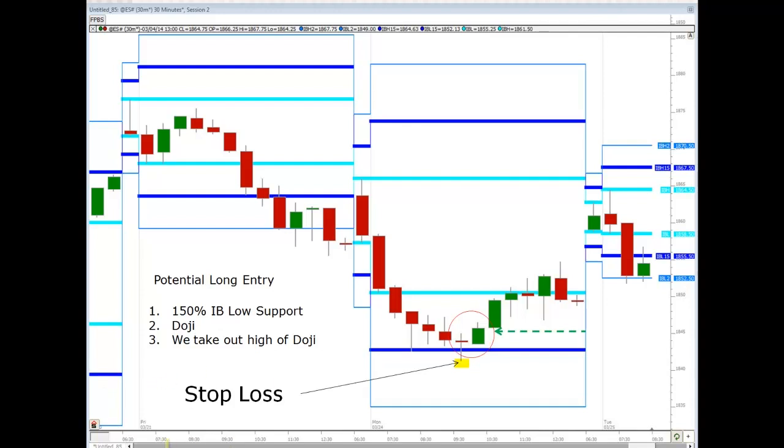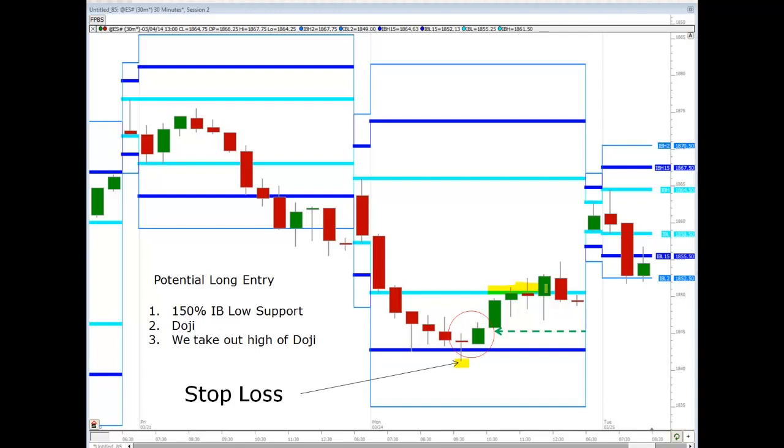Now, having established our risk management and our stop loss point, the next important question would be, where would our first target be? And naturally, for my first target, I'm going to use my IB level again, and it would be the initial balance low. That would be a reasonable first target.